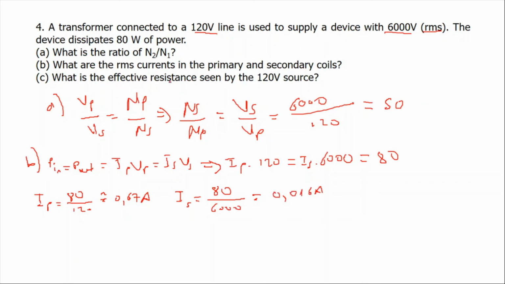Next question, what is the effective resistance seen by the 120 volt source? We know that resistance is going to be equal to V primary divided by I primary, because it asks for the resistance for the input, the 120 volt source. It is equal to 120 divided by I primary. We calculated 0.67. So if we divide them, we will get approximately 179 ohms.